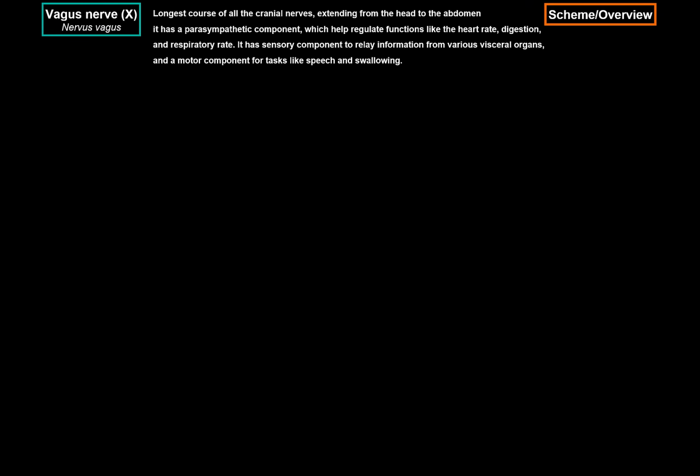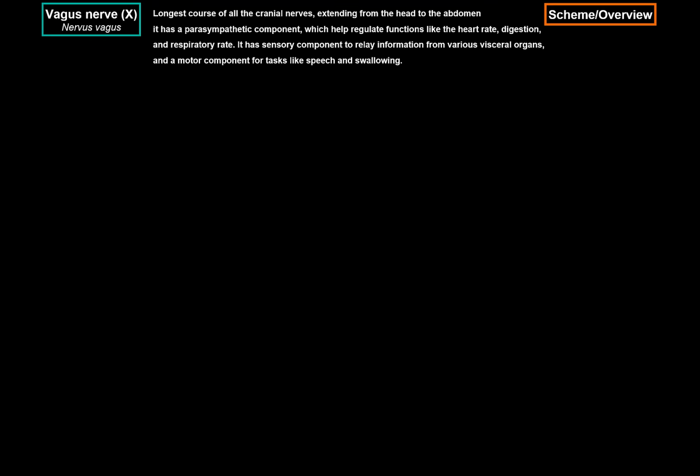Now let's do the vagus nerve, the 10th cranial nerve. The vagus nerve has the longest course of all the cranial nerves, extending from the head to the abdomen. It has a parasympathetic component, which helps regulate functions like heart rate, digestion, and respiratory rate. It has a sensory component, relaying information from various organs, and a motor component for tasks like speech and swallowing.